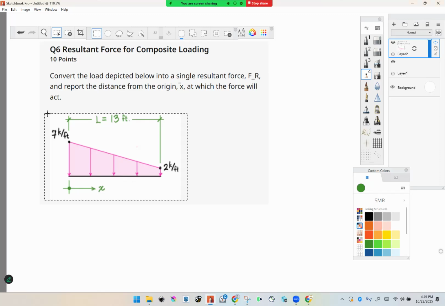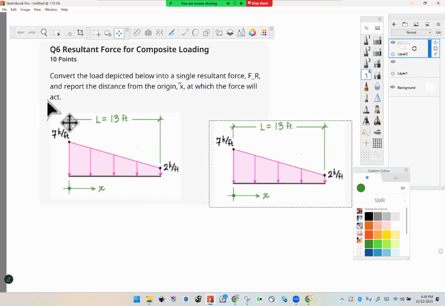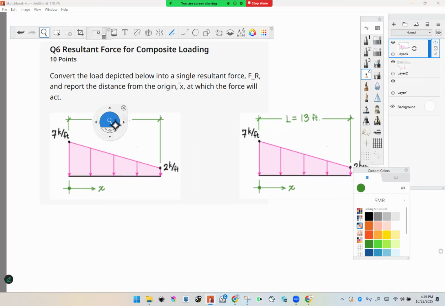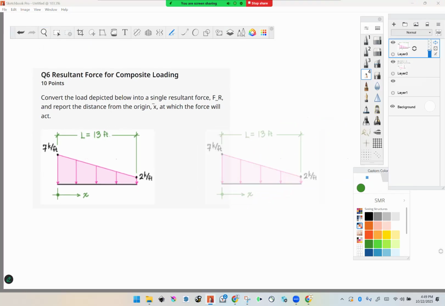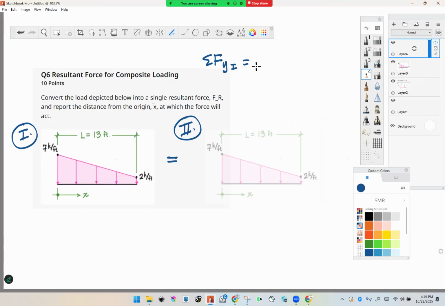I'm going to copy and paste the image and put it over here. As you're learning these, I find that students do better with some clear labeling. So call this one system 1, call this one system 2. If they're equivalent, then the summation of forces in the y direction in system 1 matches the summation of forces in the y direction in system 2. The summation of moments about some axis matches the summation of moments about the same axis in system 2.